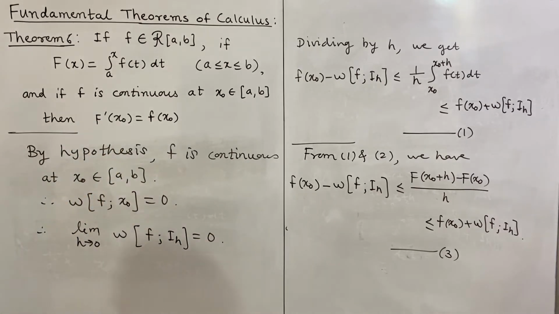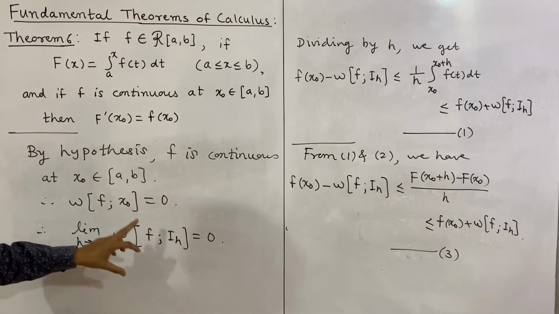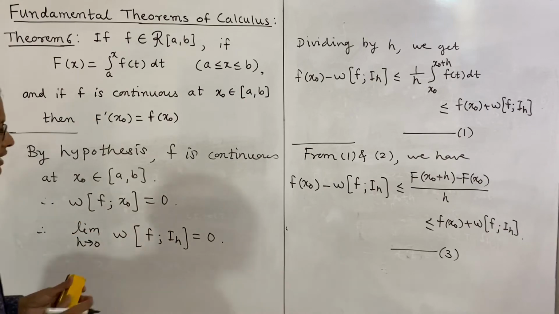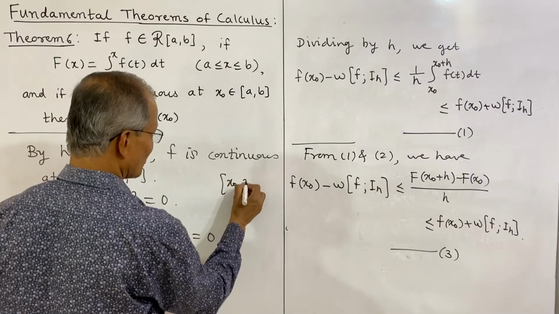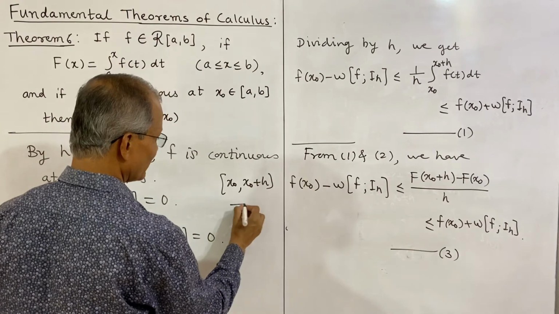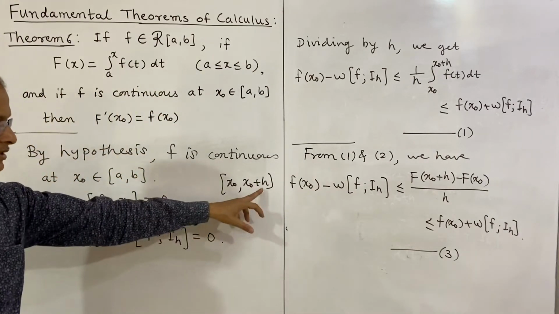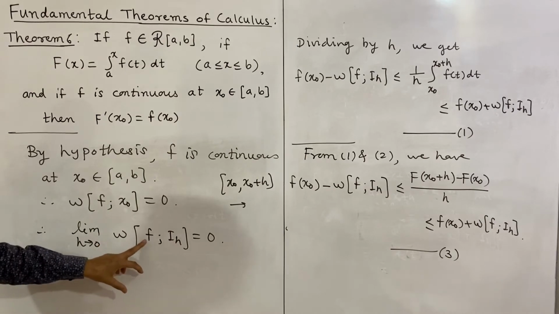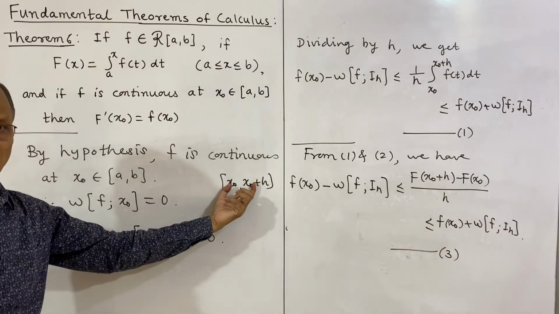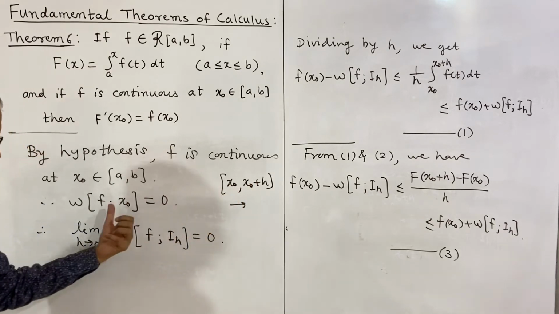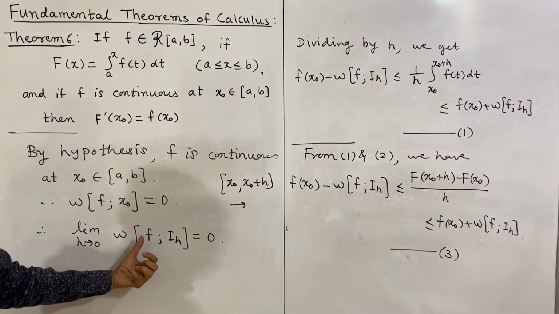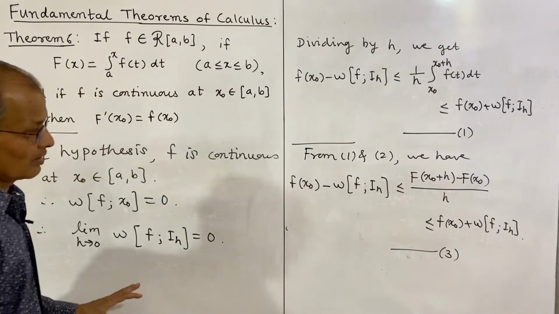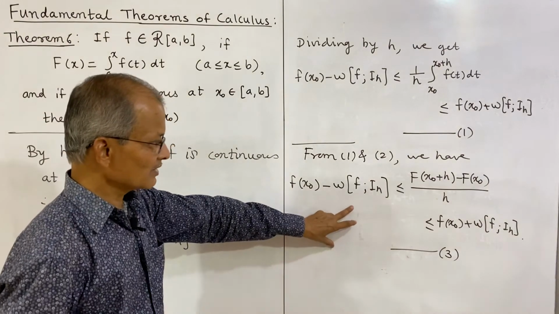That means the oscillation of f at I h, when h tends to 0, the interval becomes the single point x naught plus h. This will tend to the point x naught when h is tending towards 0. So, as h tends to 0, the oscillation over I h, and therefore the oscillation at x naught is 0, meaning the oscillation of f over I h becomes 0. And now we shall take the limit of this as h tends to 0.